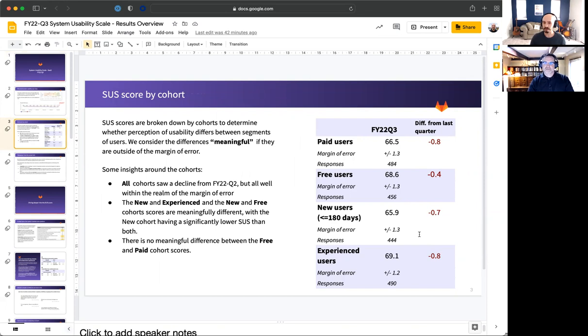The one I want to draw more attention to, and this is pretty consistent from quarter to quarter, is that new users are consistently our lowest SUS cohort by a pretty significant margin. And we see significant differences between new and experienced users and new and free users, with new users being significantly lower. That's something to keep in mind. I think that'll play into the themes. Again, a little spoiler around complexity. New users struggle to learn and understand how to use GitLab, and I think that's reflected here in that SUS score.